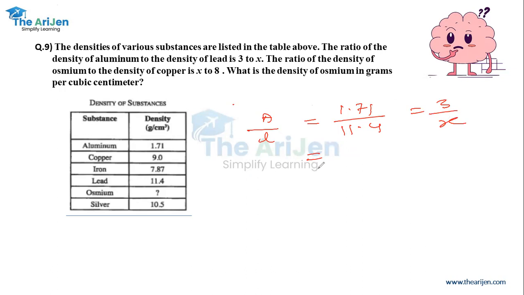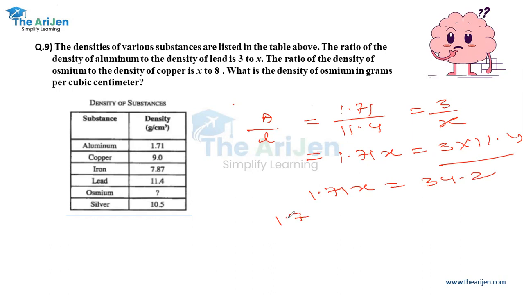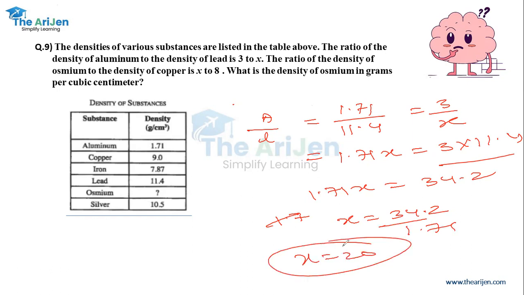When you solve it, you will get 1.71x equals 3 into 11.4. On solving further, you get 1.71x equals 34.2. Now dividing 34.2 by 1.71, you will get x equals 20, right? Now you will use this value in the second ratio, which is osmium. For osmium, it is osmium by 9 equals 20 by 8, by putting in the values. On calculating it, you will get the value of osmium.